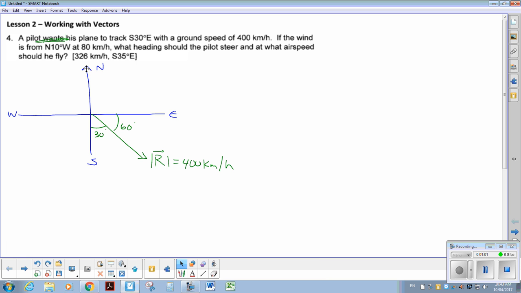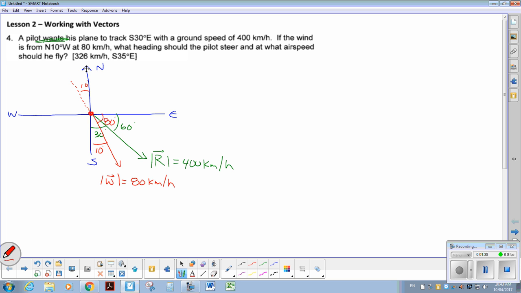Next, the wind is from, and this is where it's tricky, because from means that if I'm standing here at the origin and I'm looking north 10 degrees west, so if I'm looking that direction, the wind is in my face. It's blowing in my face, which means that the wind is actually pushing this direction right here. So there's 10 degrees, so that means the angle we want to use is 80 degrees. The magnitude of the wind is 80 kilometers an hour, so fairly stiff wind.